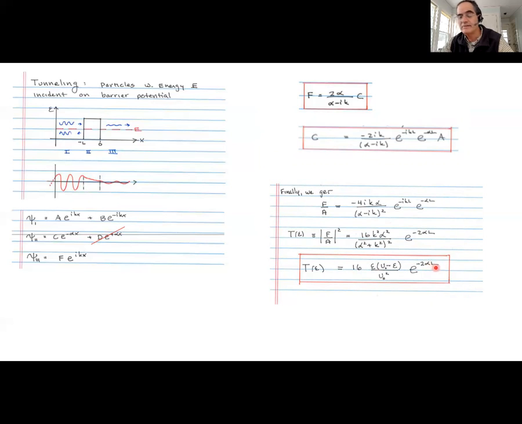If alpha L is much bigger than 1, then this is a small number. And it depends very, very strongly on L, okay? That's our result. So the tunneling probability is given by this expression, and it decays exponentially with distance. Here, let's stop here, and then we'll do some examples.